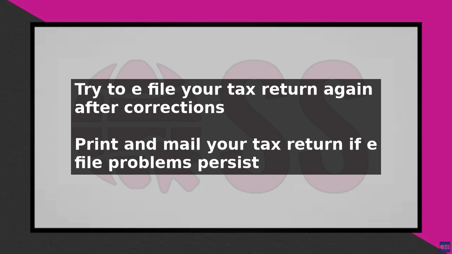Best practices to avoid e-file rejects include double-checking your information for accuracy, ensuring you have all necessary forms and documents, and e-filing as early as possible to allow time for corrections. By following these steps and tips, you can fix a missing 1095-A e-file reject in TurboTax and successfully file your tax return.